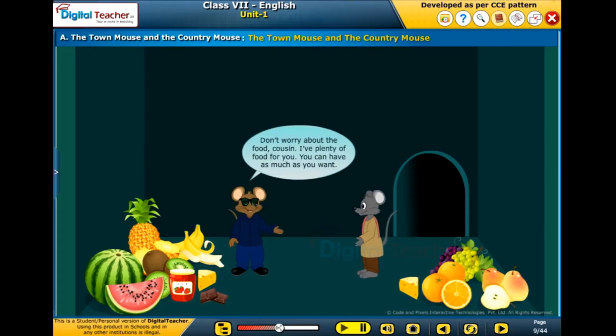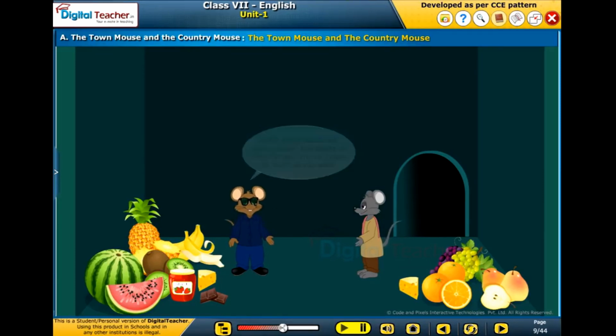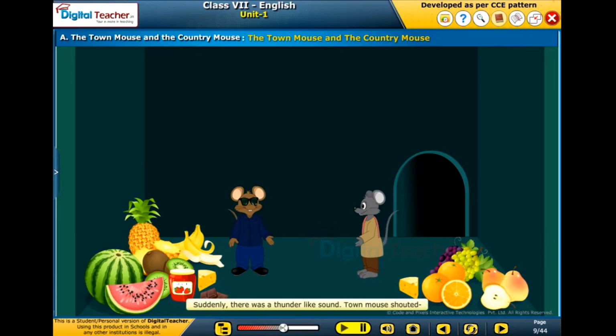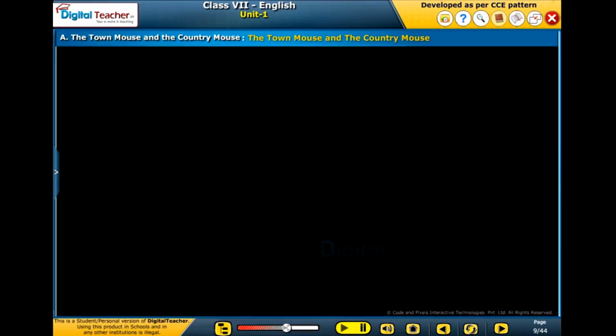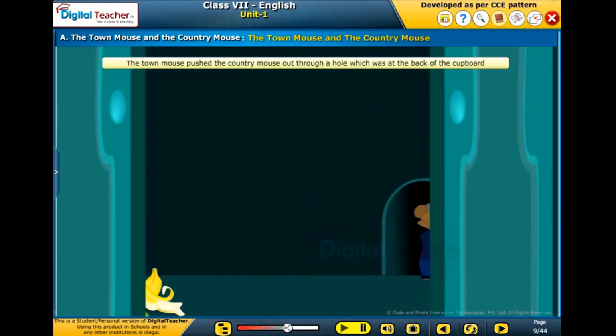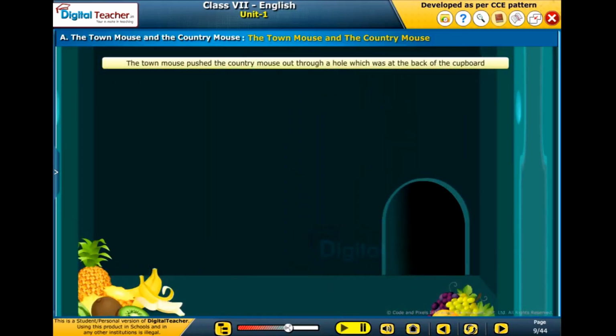Don't worry about the food, cousin. I have plenty of food for you. You can have as much as you want. Suddenly, there was a thunder-like sound. Town mouse shouted. Run, cousin, run! The town mouse pushed the country mouse out through a hole which was at the back of the cupboard.